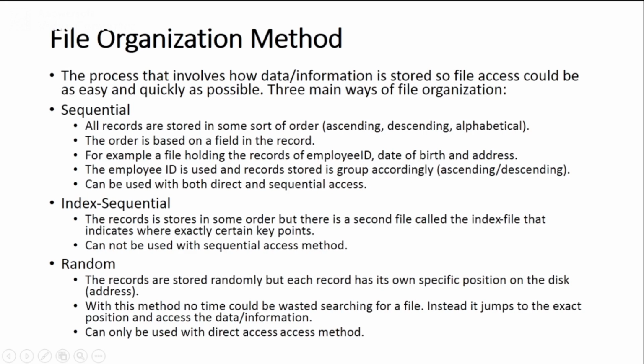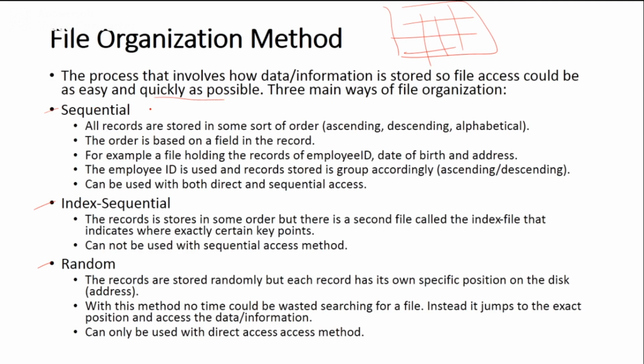What are file organization methods? There are three types of file organization. What is an organization method? The process that involves how data or information is stored so file access could be as easy and quick as possible. So how exactly the data has been organized in the file, that is what a file organization method is. There are three different ways: one is sequential, one is indexed sequential, and one more is random or direct.